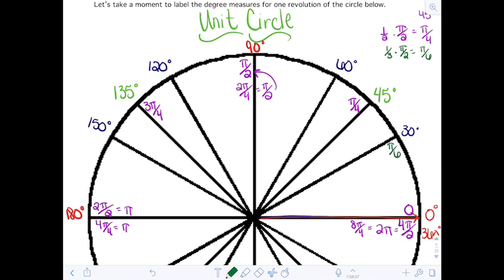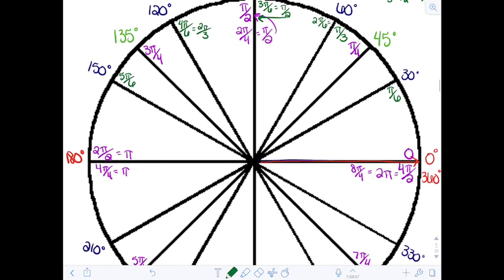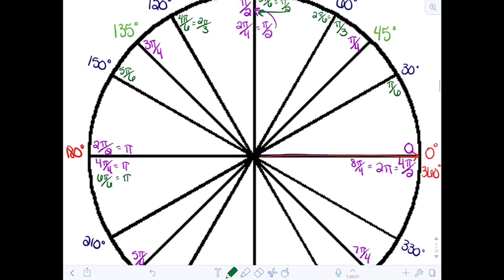There's pi over 6, 2 pi over 6, which reduces to pi over 3. Then we have 3 pi over 6, which reduces to pi over 2. Already have that. Then, after 3 pi over 6, we have 4 pi over 6. We're going to reduce that to 2 pi over 3. Then 5 pi over 6, which does not reduce. Then 6 pi over 6, which we already know is pi.